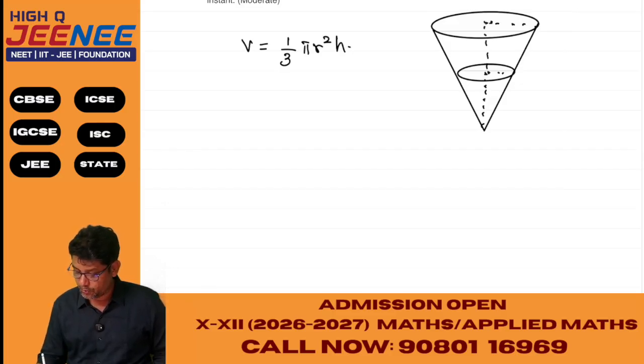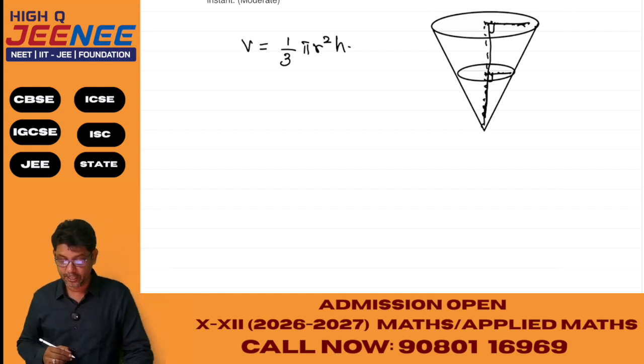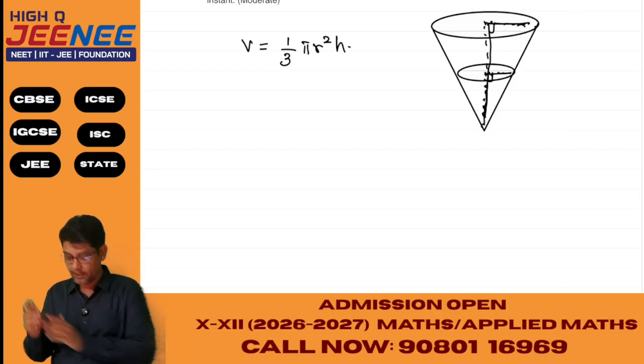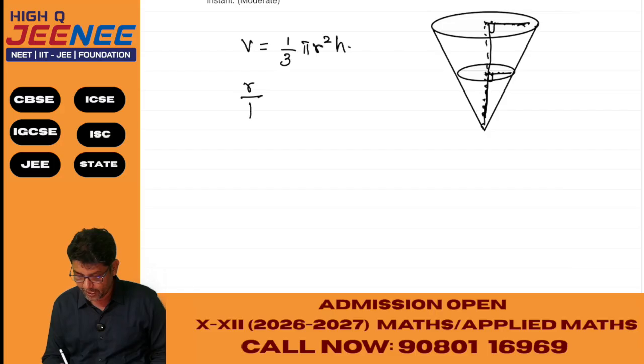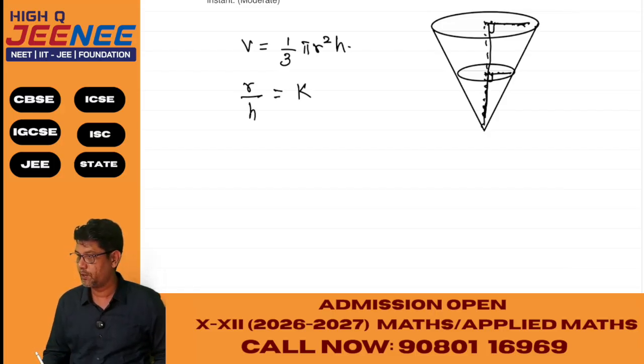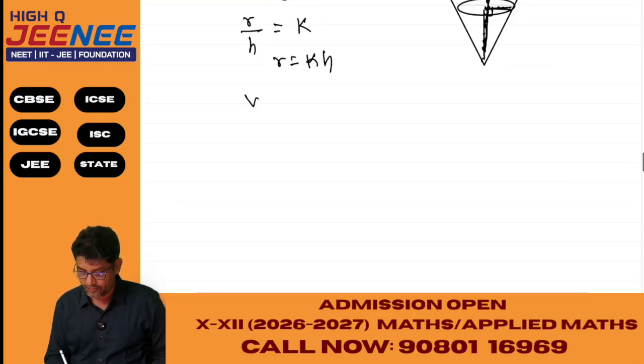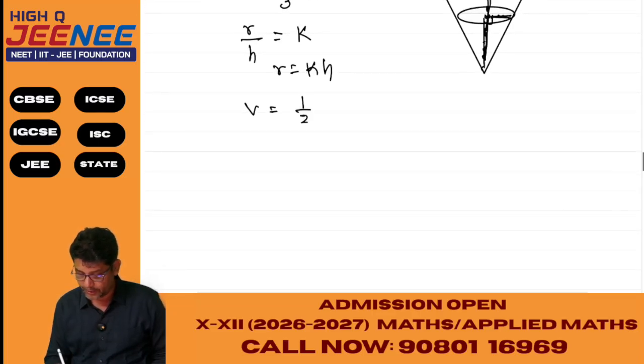See, these two triangles. Now look at this. This is one triangle and this is the original cone. They are similar to each other. Actually, the ratio between R and H must be a constant. Now listen here. R is equal to kH. Now, V is equal to 1 by 3 pi R square H.